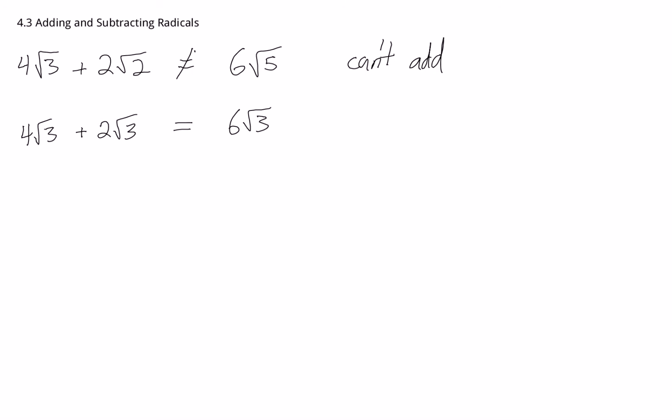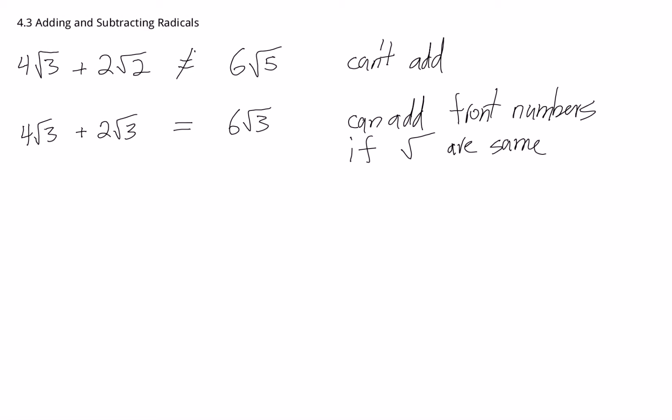So as long as the roots are the same, we can add them. So we can add front numbers if the root numbers are the same. Okay, but you can see we don't change that root number. So 4 root 3 plus 2 root 3, we put them together to get 6 root 3, but the root 3 part stays the same. So the key thing to remember is we can't add if they have different roots, but we can add them if the roots are the same. And then we only add the front numbers.